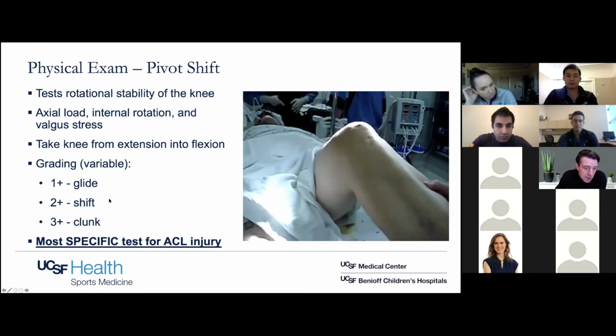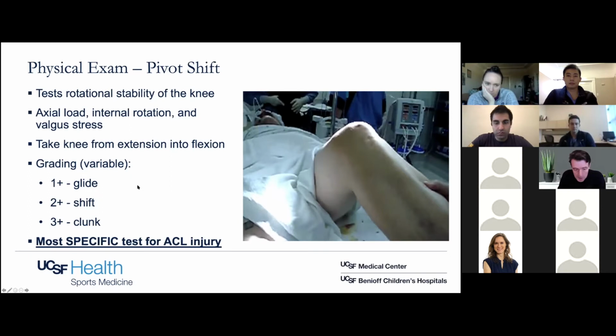I don't think that you'd be examined on specifically what the grading system looks like, because everybody uses something different. This is the UC method: glide, clunk. In fact, we don't really use shift even. 1+, 2+, 3+, depends on who you read, who you follow.